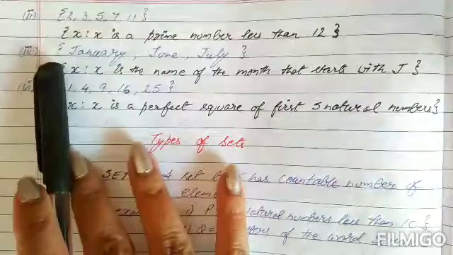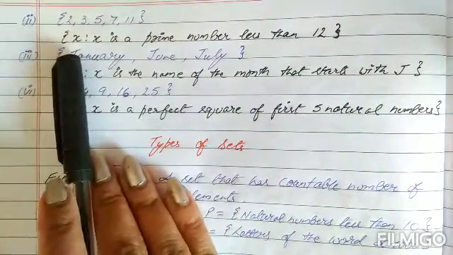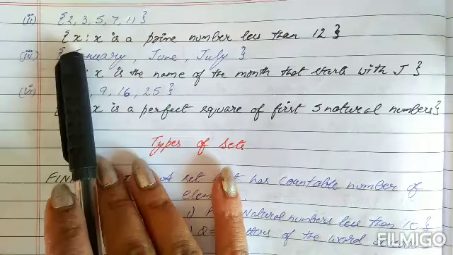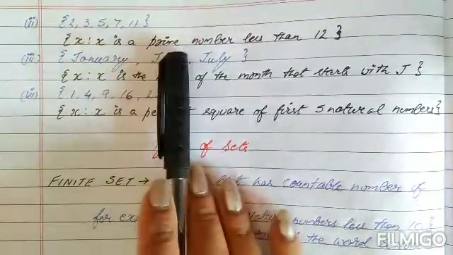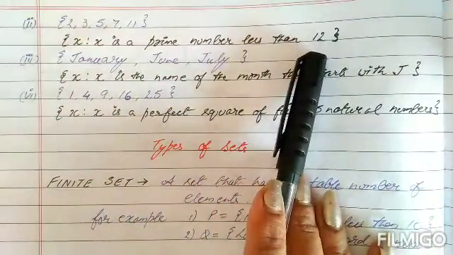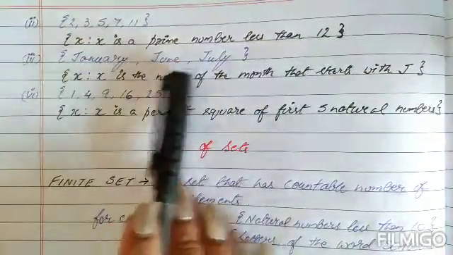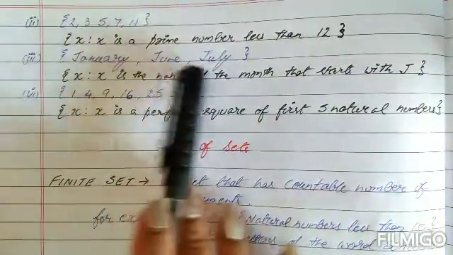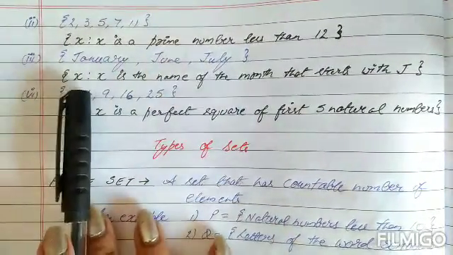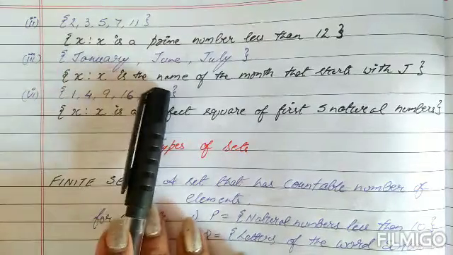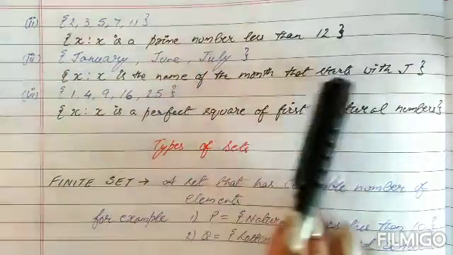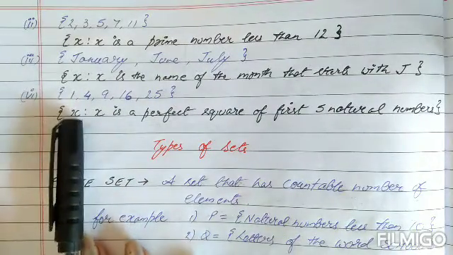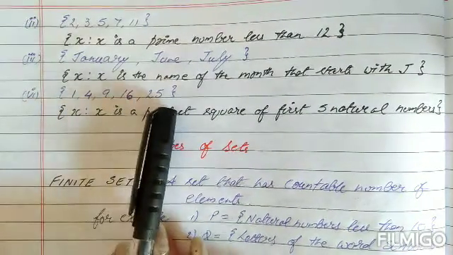Coming to the next one, children, the second one, the numbers are 2, 3, 5, 7 and 11. Now these are prime numbers, children. So you will write x is such that x is a prime number less than 12. Third is January, June and July. Now what are these? These are the names of the months and all of them are starting with J only. So you will have to mention that x is such that x is the name of the month that starts with J.